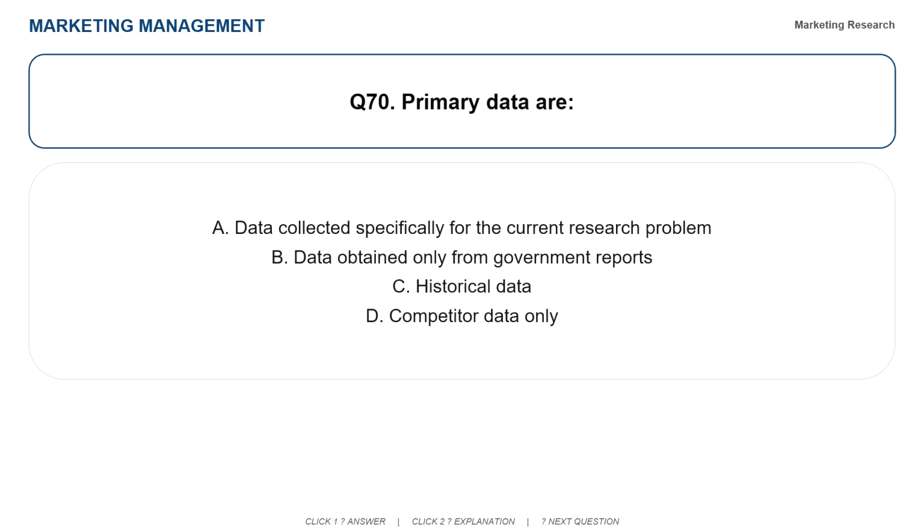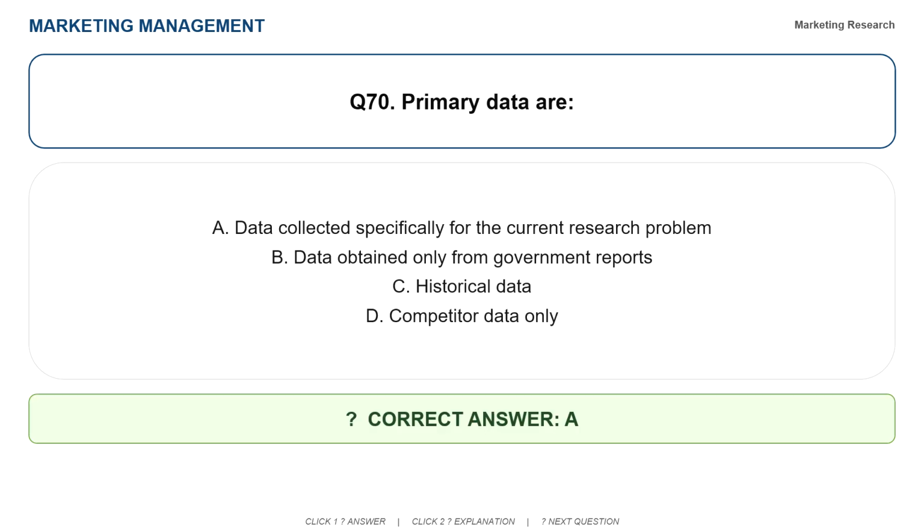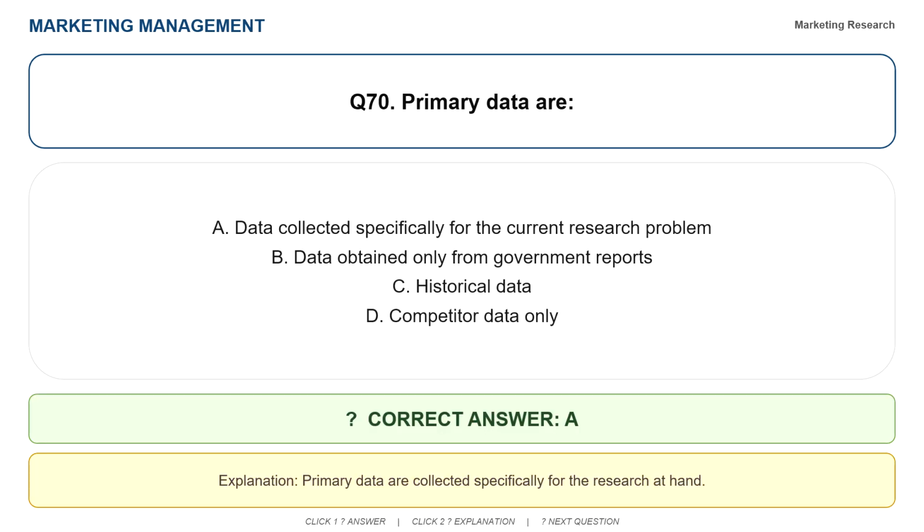Question 70. Primary data are. Option A, data collected specifically for the current research problem. Option B, data obtained only from government reports. Option C, historical data. Option D, competitor data only. The correct answer is A. Explanation. Primary data are collected specifically for the research at hand.